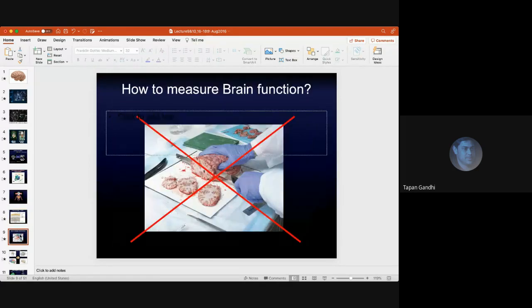So then the question comes, how to measure the brain function, right? There are different options. Definitely you need to cut the brain to measure the brain function.